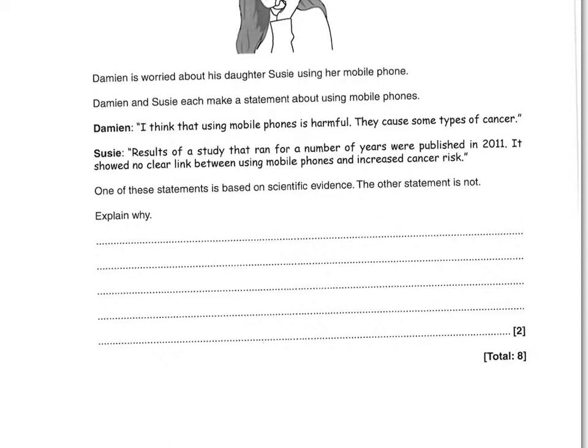You could say that Damien's claim needs evidence or research. You could say there's a long-term study for Susie's claim, so the evidence must be reliable. And you could also say that it's a recent study for Susie's claim, so using modern phones could be safer. So the idea that it's a modern thing. So the 2 that you probably put would be that Damien's is just an opinion and Susie's is based on evidence or gives data. Those are the 2 that I'd be looking for there.